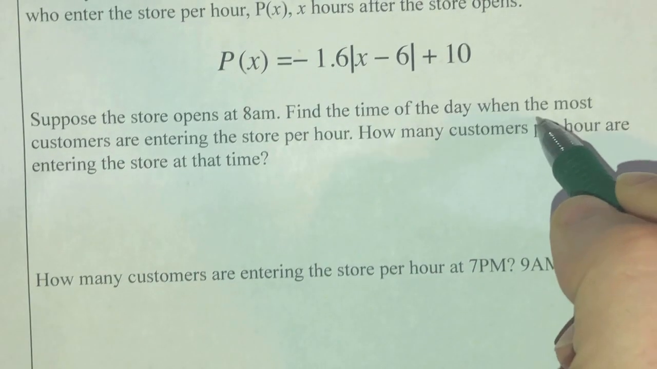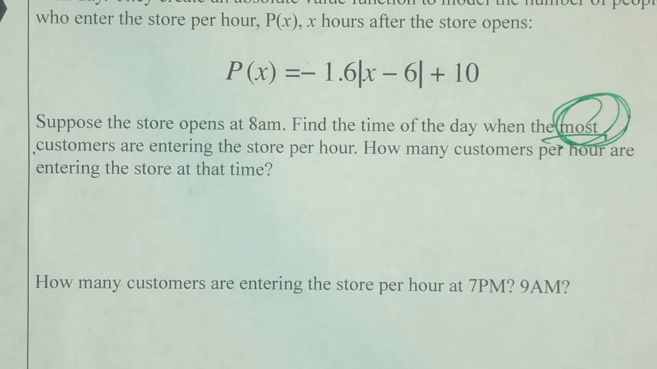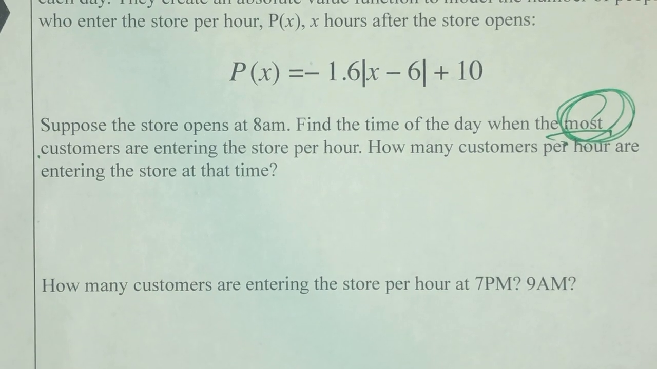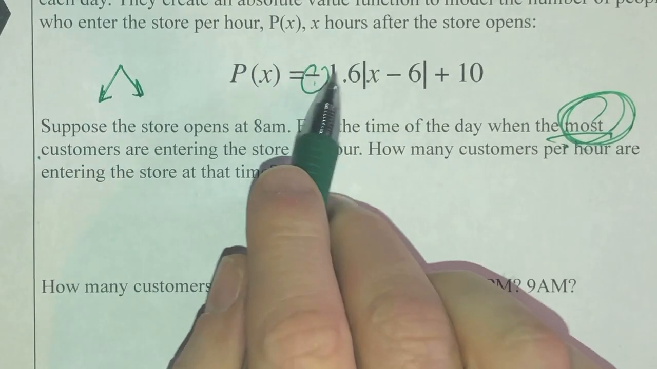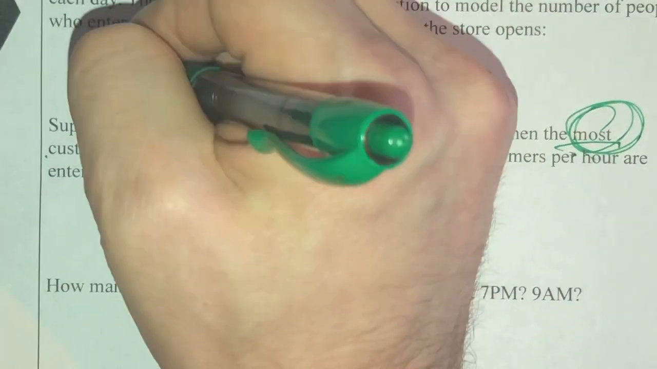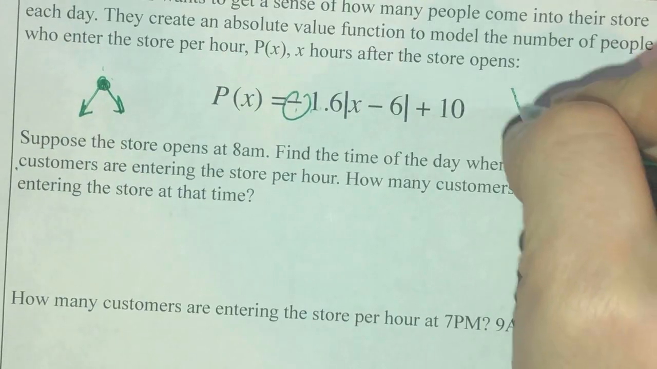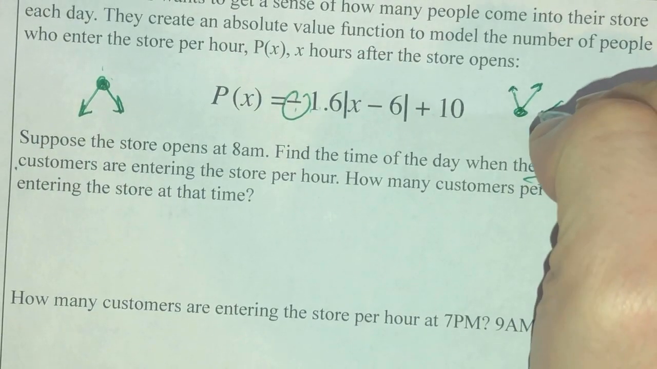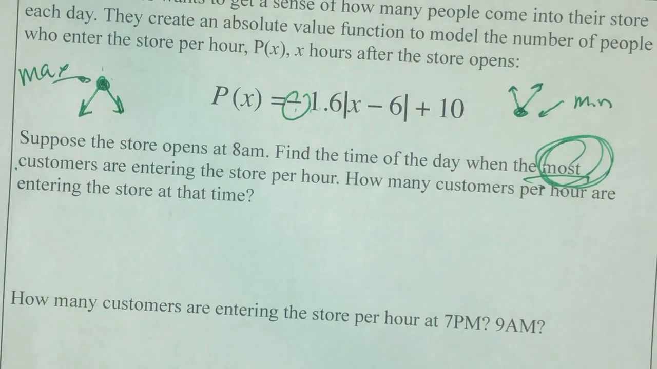Now, think about this. Most. What does that mean? That means I want to know the vertex. Most means highest point. The fact that this is negative means it looks like this. You got to associate negative with facing down. When it's facing down, the top is a maximum. The vertex is a maximum. When it's facing up, the vertex is a minimum, right? We know that from graphical analysis, okay?